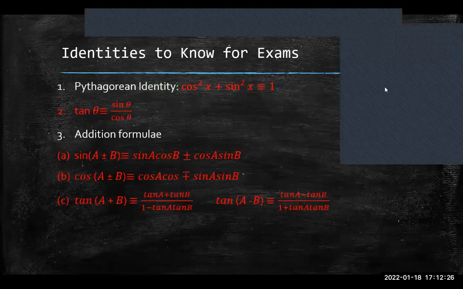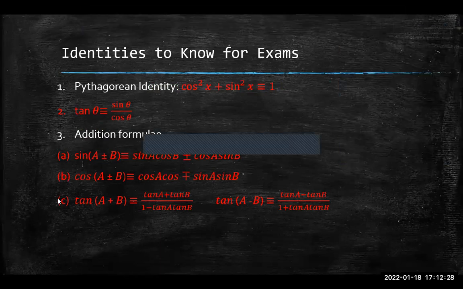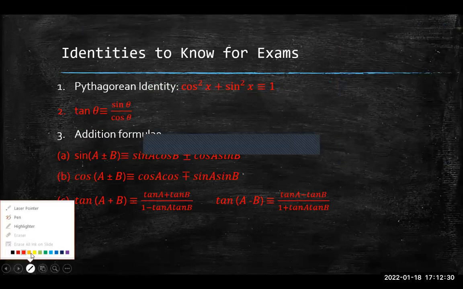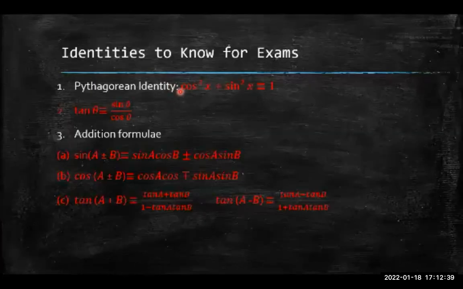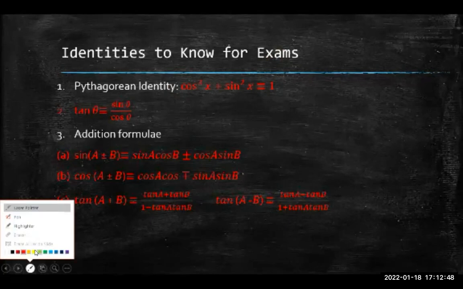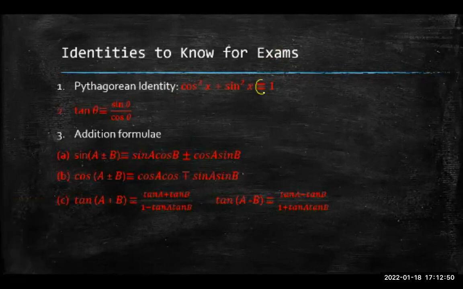Okay, so now that we know the difference between an identity and an equation, these are the identities that you're required to know for your exams. The first one is called the Pythagorean identity. Big word, I know, but it's not difficult, I promise. Cos squared x plus sine squared x is the same as 1. See the symbol? This symbol tells me for whatever value of x I put in here, my answer is supposed to be 1.